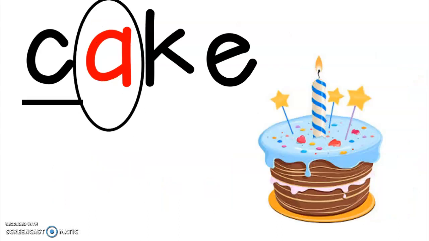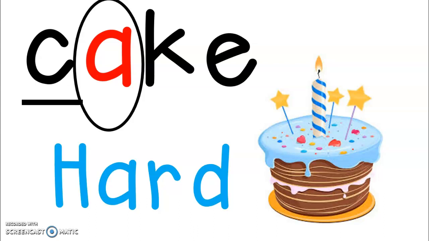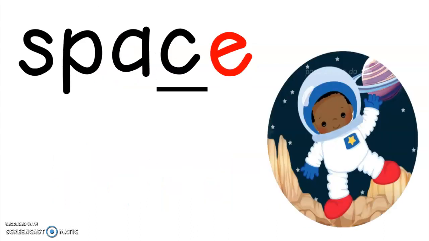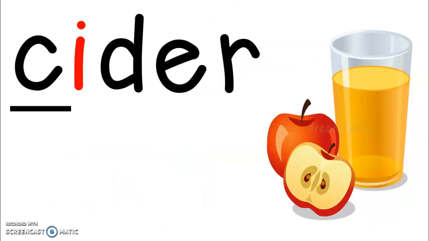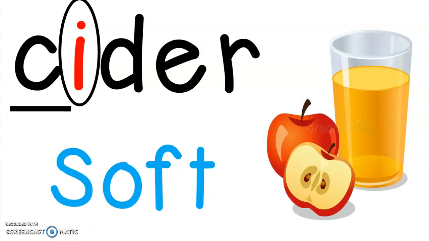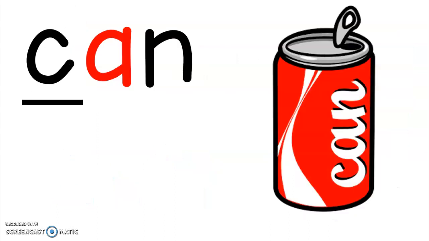Cake. If you said hard, you are correct because the letter C is followed by the A, and it makes the C say K, the hard sound. Space. If you said soft, you're correct because the letter C is followed by an E, and it makes the S sound. Cider. If you said soft, you are correct because the letter C is followed by the letter I, which makes the S sound, our soft C.